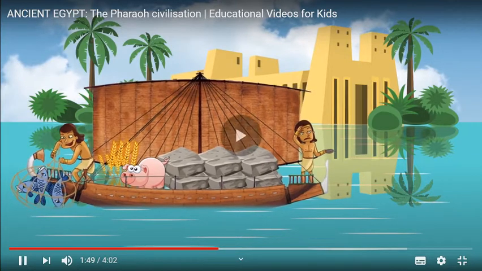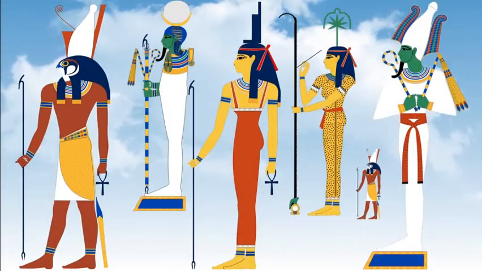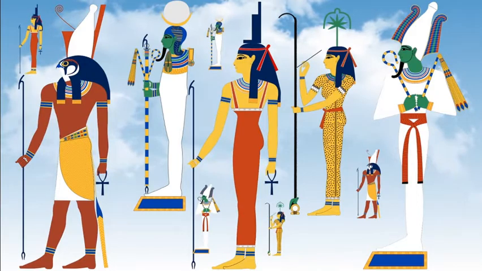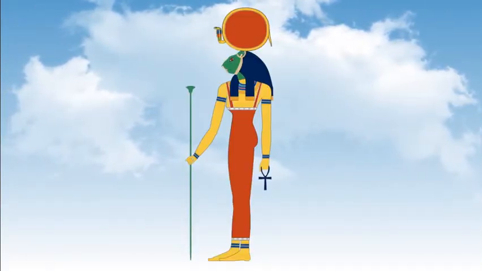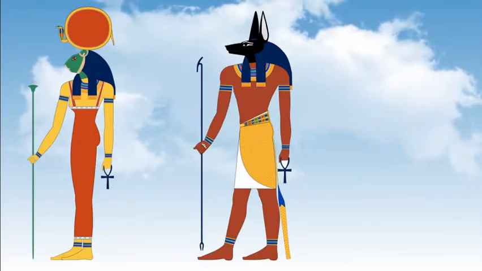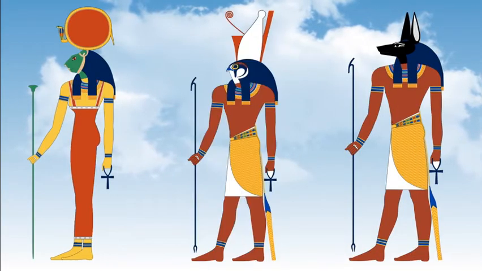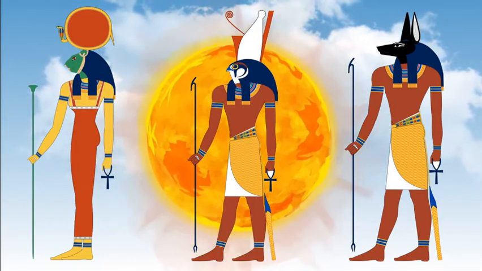Keep taking note. Actually, ancient Egyptians had hundreds of gods. Some had a human's body and an animal's head, like goddess Bastet, who had a lion's head, or god Anubis and his jackal head. But the most important of all was Ra, god of sun, who had a falcon's head.